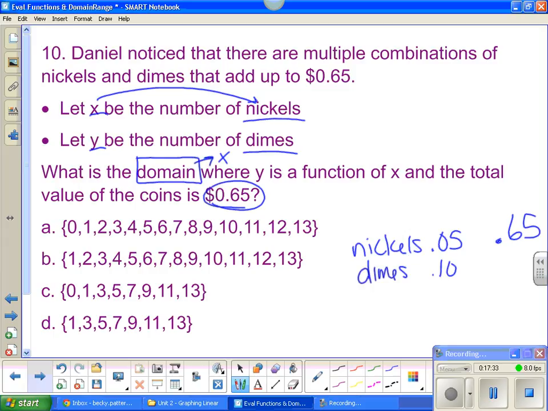Okay, X represents nickels. So all of these answers right here have a list of the number of nickels I could have. So let's see, can I have 0 nickels? If I have 0 nickels, then I have $0, 0 change. So that means the rest of it has to be dimes. Can I hit 65 cents if it's just dimes? And the answer is no. I can hit 60 and I can hit 70, but I cannot land on 65. And again, this is with 0 nickels and all dimes. So I can't have an answer that has a 0 in it.